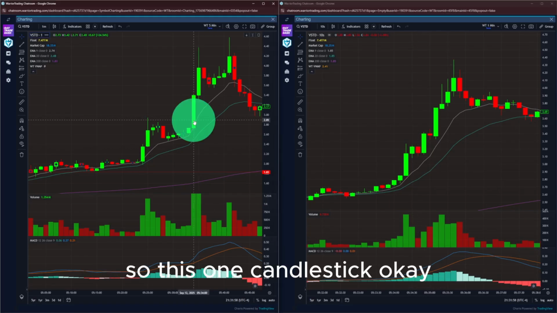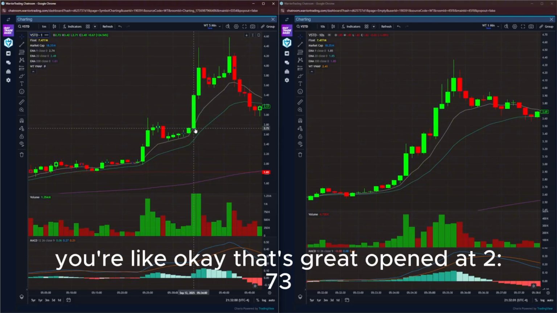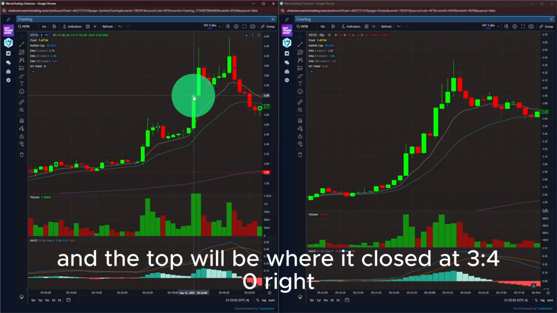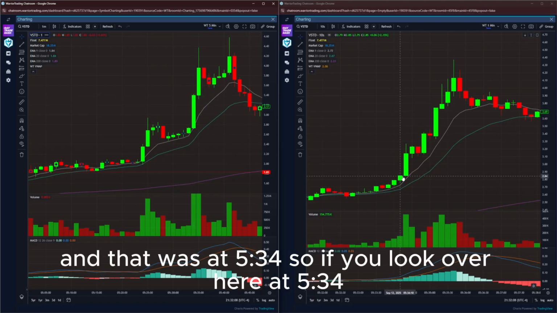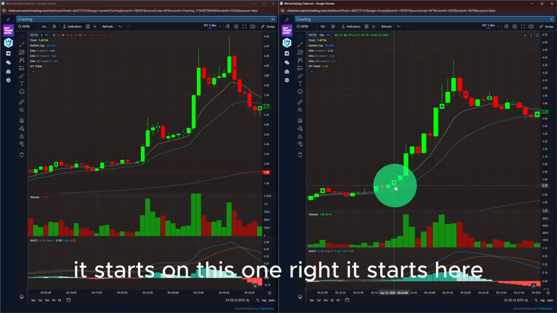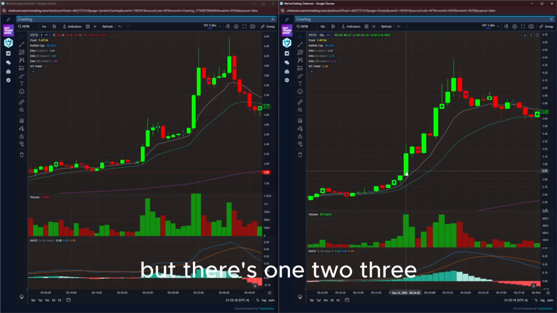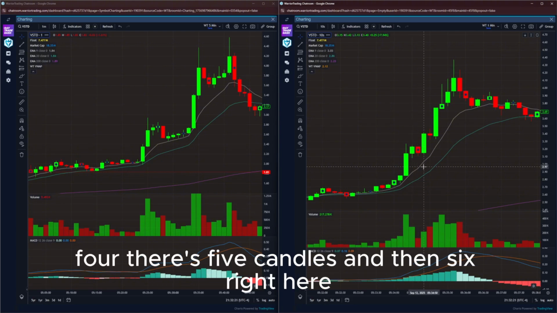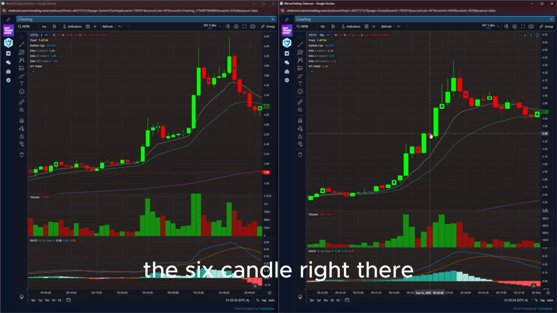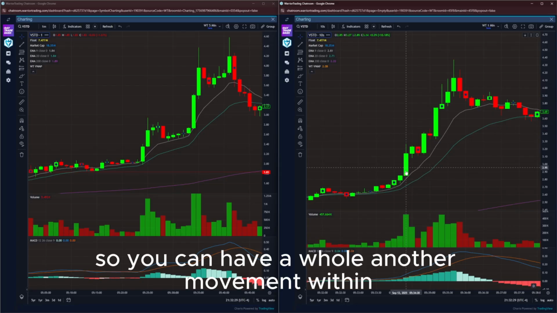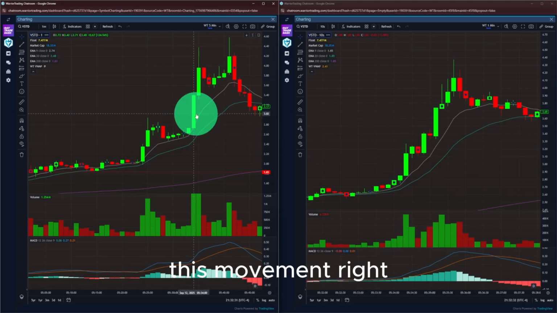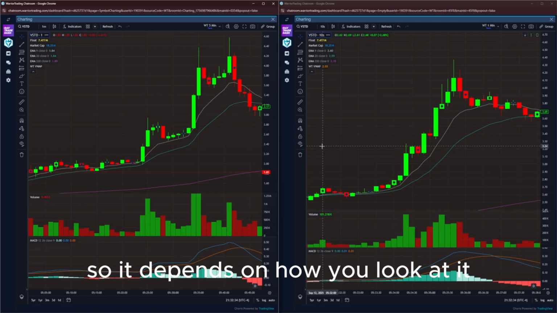So this one candlestick opened at 273, and the top is where it closed at 340, and that was at 5:34. If you look over here at 5:34, it starts here, but there's one, two, three, four, five candles, and then the sixth candle right there. So you can have a whole other movement within this movement. It depends on how you look at it.